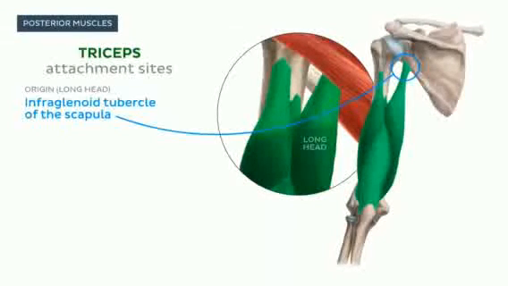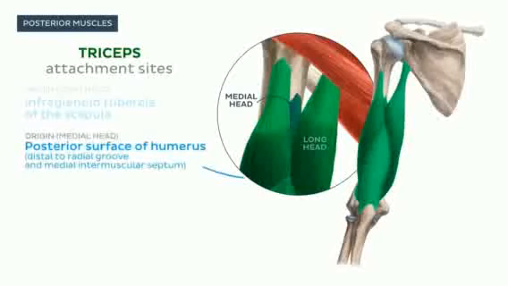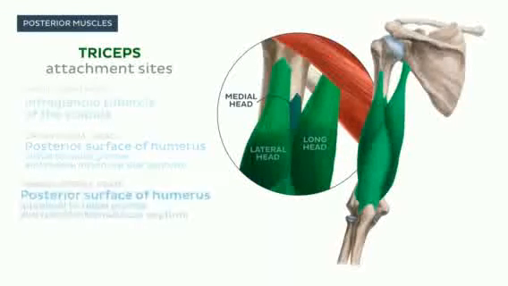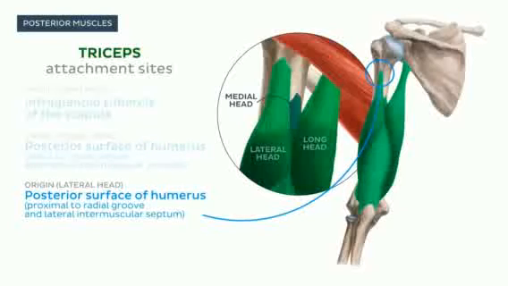There is also a medial head, which is the smallest of the three, arising from the posterior surface of the humerus, distal to the radial groove, and medial intermuscular septum. The third one is the lateral head, also has its proximal attachment on the posterior surface of the humerus, however this time proximal to the radial groove and the lateral intermuscular septum.